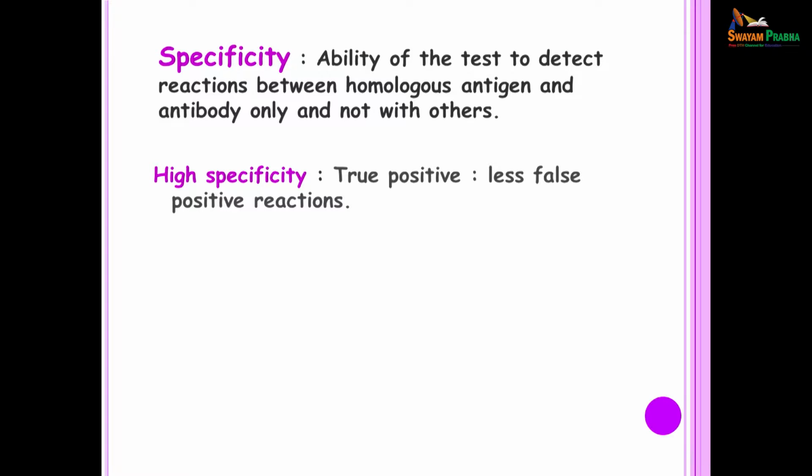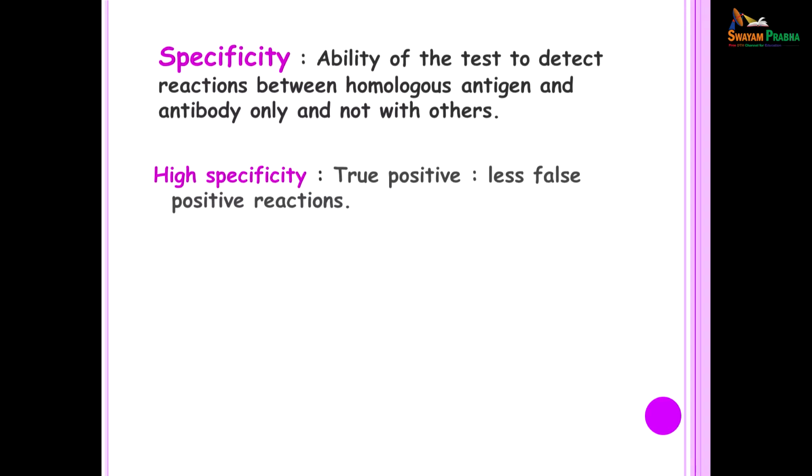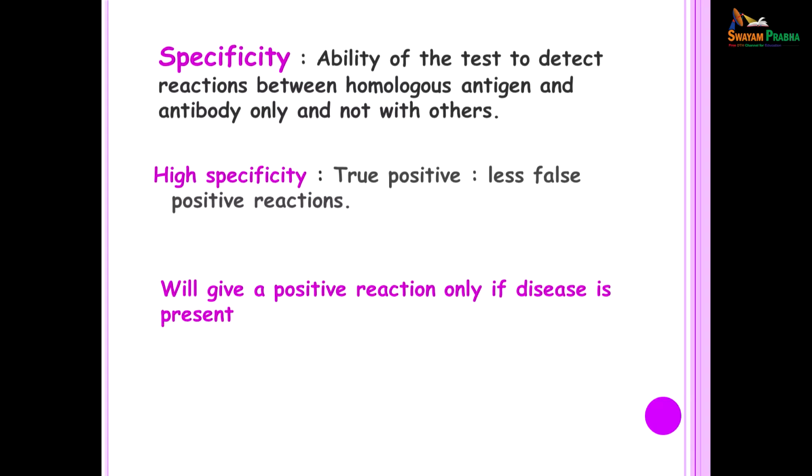So, the Navtal lock is like a specific test. It is going to react only if the particular disease is present, whereas the little lock which you have is one which shows cross reaction, because some of the levers will react with the levers of another lock, alright. So, this is what you mean by specificity. And when a test is highly specific, we say that you will get true positives and there are less false positive reactions. In other words, you will get a positive reaction only if the disease is present.